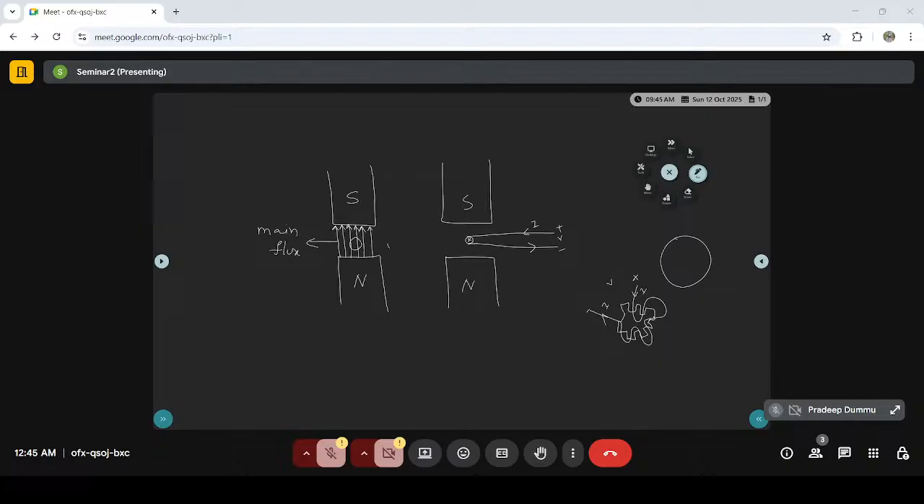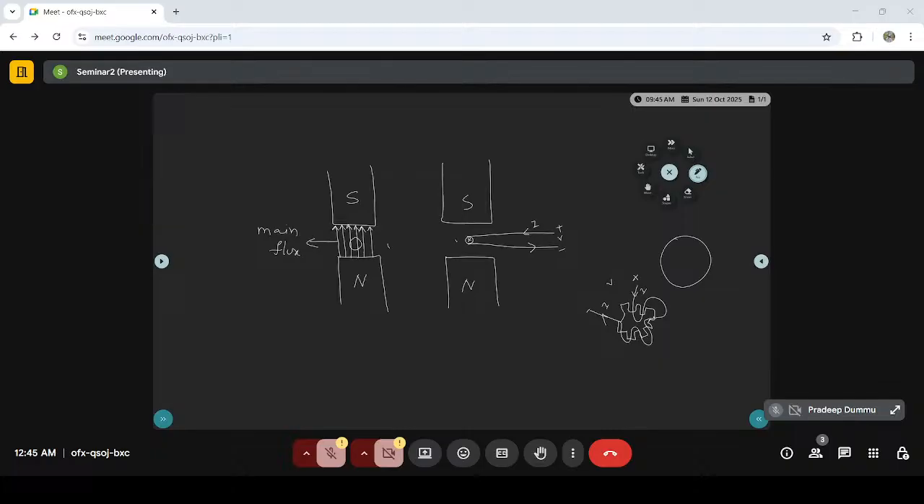The armature becomes an electromagnet because it is made up of a steel bar, and we are winding the wire and giving the voltage. Current will flow, so the armature becomes a magnet. So we call it the armature flux or armature magnetic field. We got one more flux besides the main flux: the armature flux around the armature.